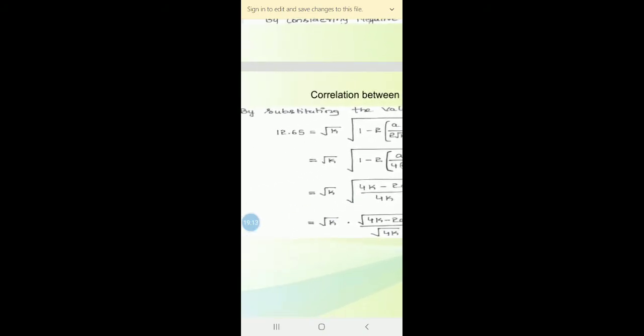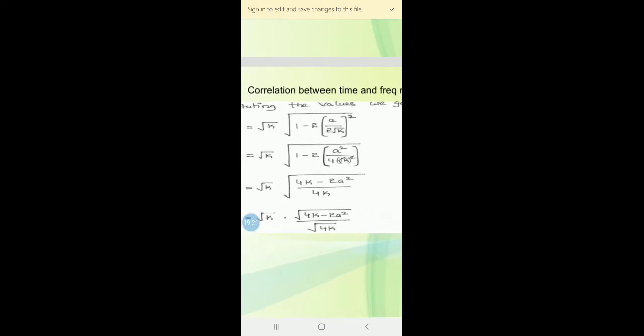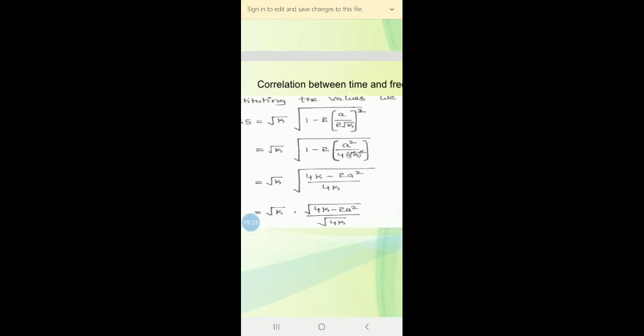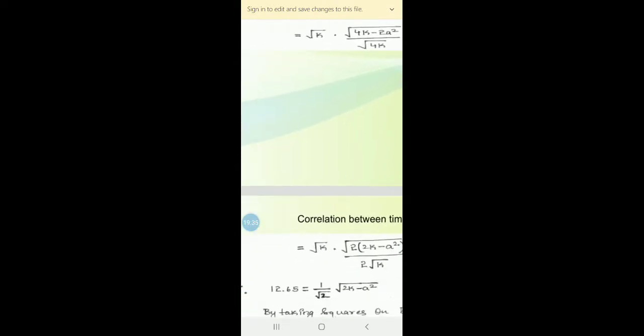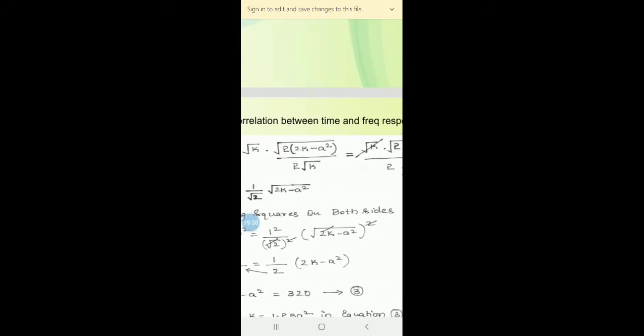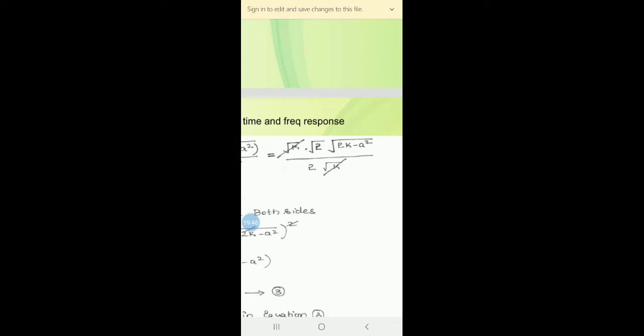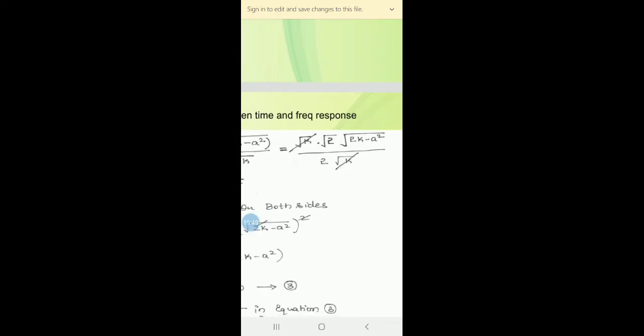So substituting the values, we get 12.65 is equal to root of k into root of 1 minus 2 by (a by 2 root k) whole square. So root of k into root of 1 minus 2 a square by 4 root k square. So root k into root of 4k minus 2a square by 4k, which is root k into root of 4k minus 2a square by root of 4k. So after rearrangement, it comes in this form: root k into root of 2 into 2k minus a square by 2 root k, which is root k into root 2 into root 2k minus a square by 2 root k.